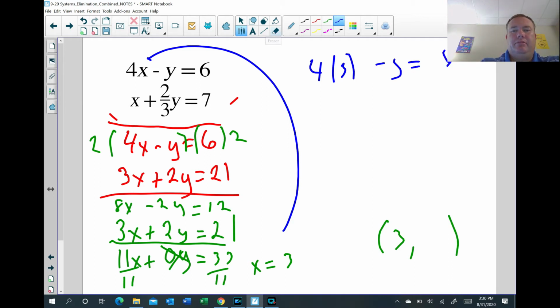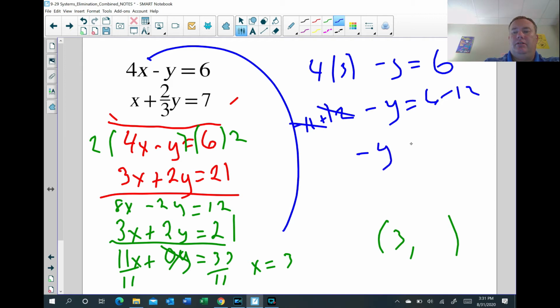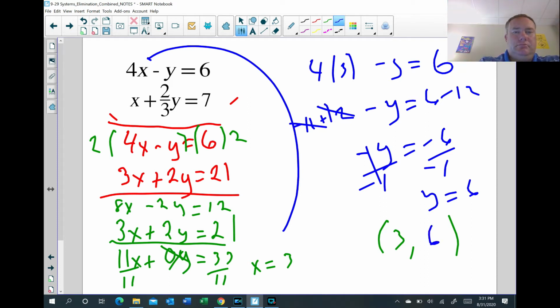So that's terrible. Let's try this again. 6. There we go. 4 times 3 is 12, minus y is equal to 6. Add negative 12 to both sides. You get negative y is equal to negative 6. And divide both sides by negative 1. You now have a y coordinate of 6. All right. Next one.